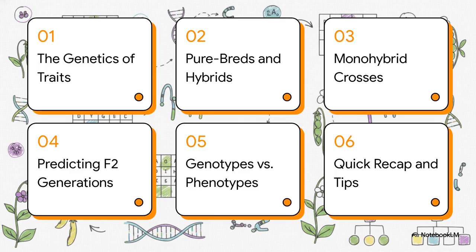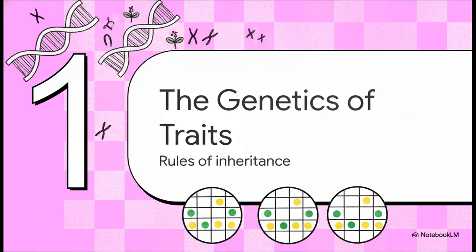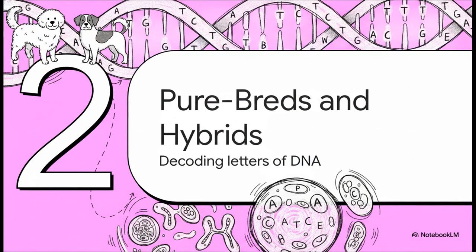We'll hit the genetics of traits, define purebreds versus hybrids, map out Mendelian monohybrid crosses, predict F2 generations, separate genotypes from phenotypes, and then wrap it all up with a quick recap. All right, let's jump right into Section 1, the genetics of traits, where we discover the rules of inheritance. Moving straight into Section 2, purebreds and hybrids.